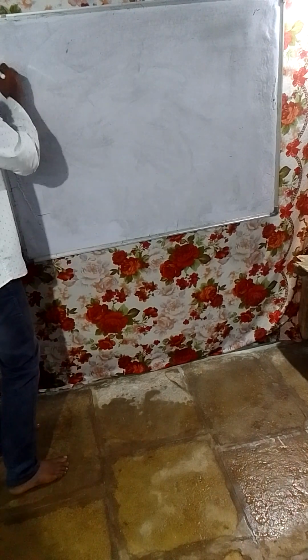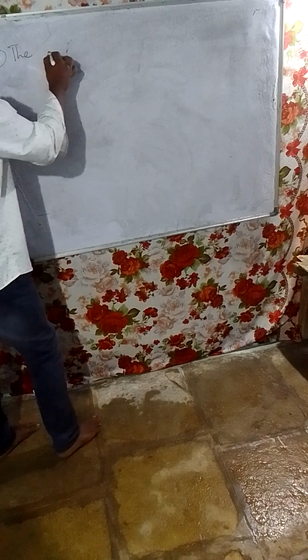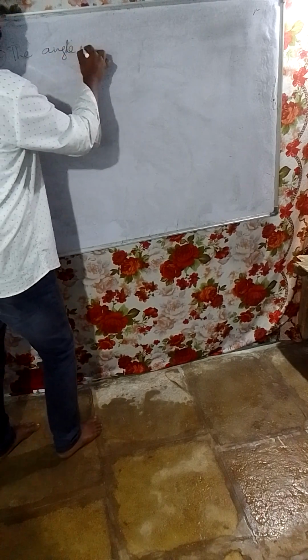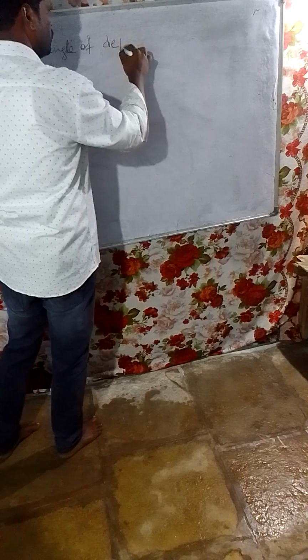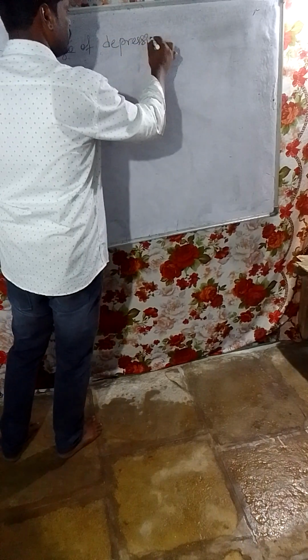See, one more problem. The angle of depression of a point 100 meters from the foot of the tree is 60 degrees. How tall is the tree? Same like that, small differences. The angle of depression means looking downward, elevation means looking upward.